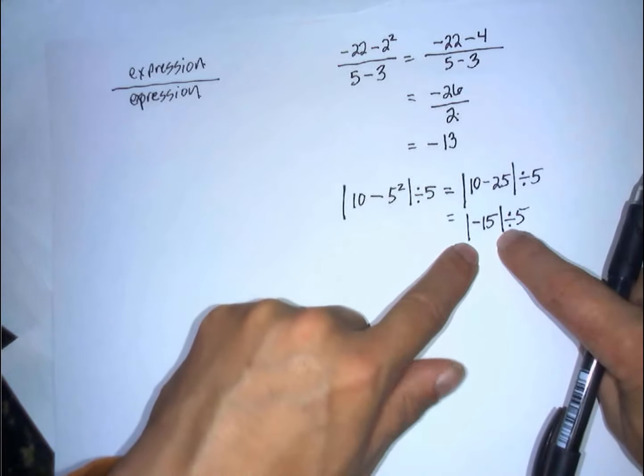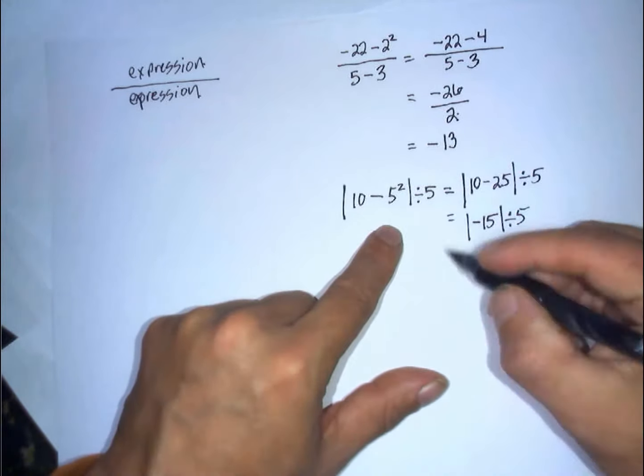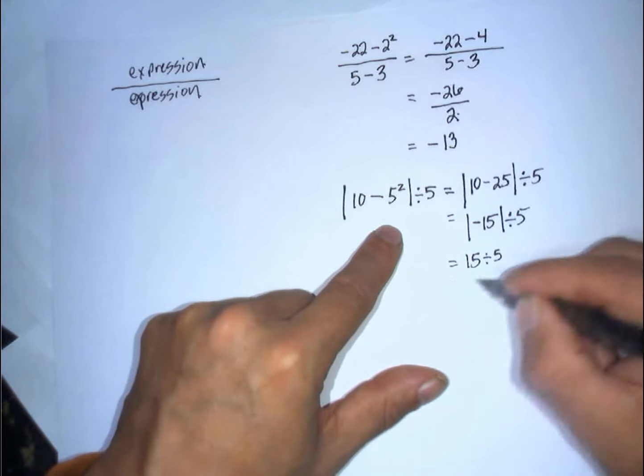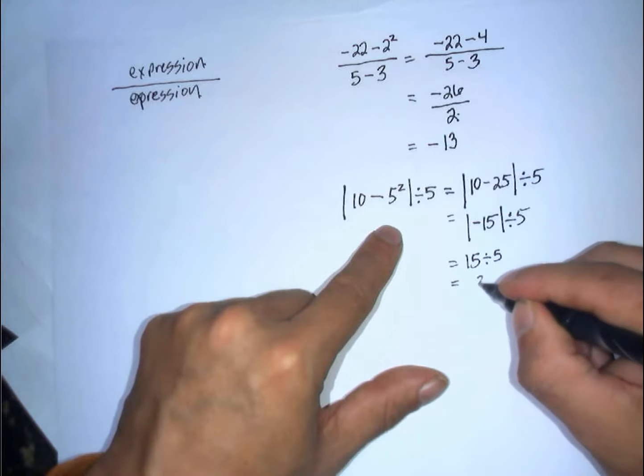Now, we find the absolute value here. That's going to be 15 divided by 5. And all that's left is divide. 15 divided by 5 is 3.